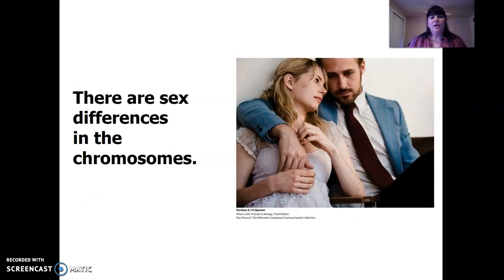Okay. So sex differences. What makes males and what makes females? In our chromosomes, of the 23 pairs, we got 23 from mom and 23 from dad, and the last pair are called the sex chromosomes. If you get an X and an X, you become female. If you get an X and a Y, you become male. So we are genetically programmed. Again, we're talking about sex, not gender. We're genetically programmed to make eggs or make sperm.